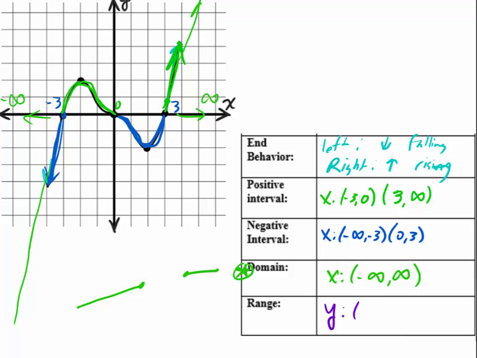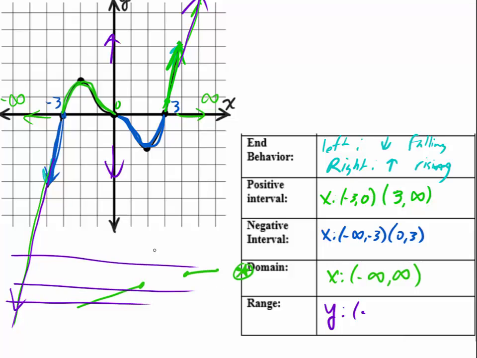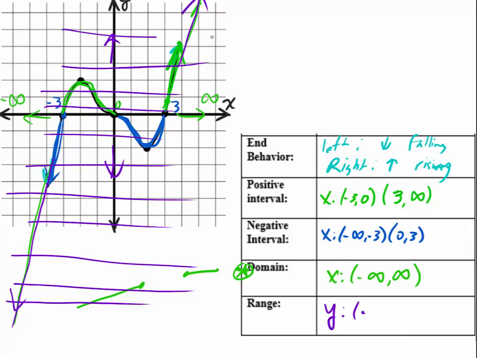Range, the y values. So I'm looking down and I'm looking up. On the way down, it looks like it's going to go down forever. On the way up, it looks like it's going to go up forever. You can also put these lines in. I'm going down, going down, going up, still there, still there. So from negative infinity to positive infinity. That's how I'm scanning, from down to up.